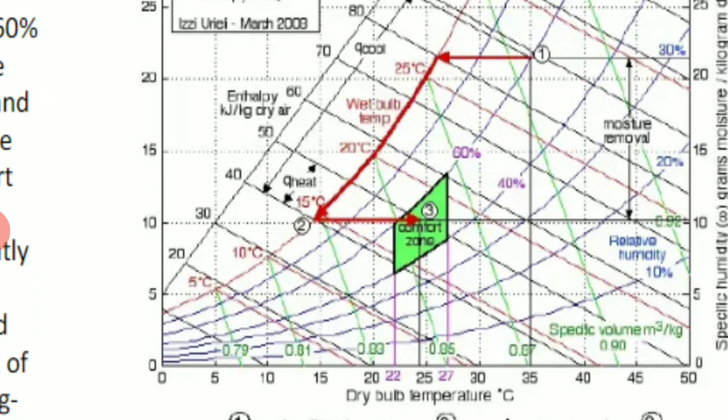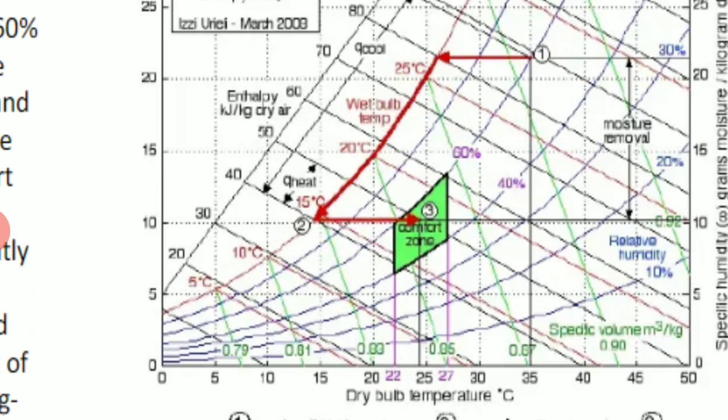Point 1, so first the cooling process. Draw the line up to the saturation curve. Then the second step is where exactly the comfort zone will be, point 3. Point 3 will be 22 degrees Celsius or 27 degrees Celsius, in between this you can mark it, or 25 degrees Celsius. In between this, mark that point. Just indicate that one.